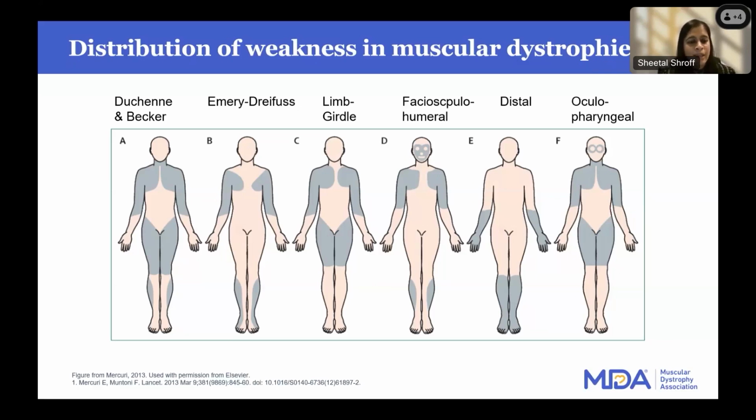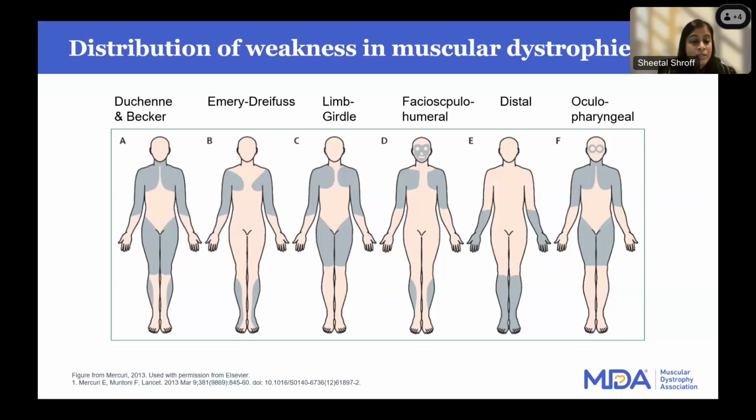Facioscapulohumeral. So again, facio, that's the face, is affected, and then the scapular, that's around the shoulder girdle, and the humerus, the upper arm, and then in some advanced cases, we do see involvement of tibialis anterior, and these patients can have foot drop.